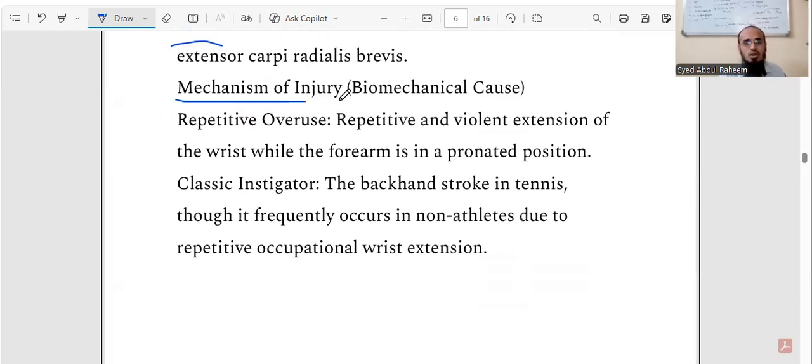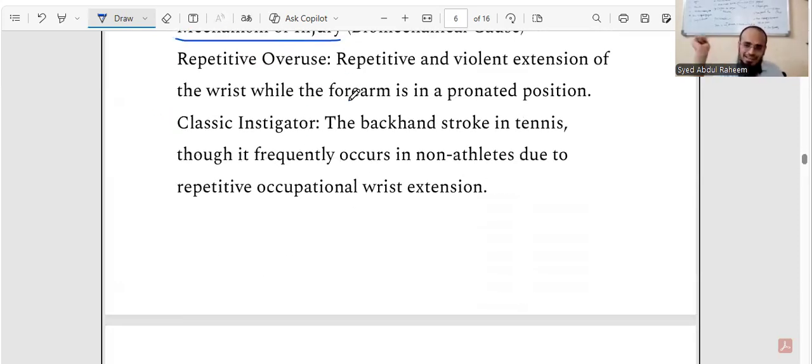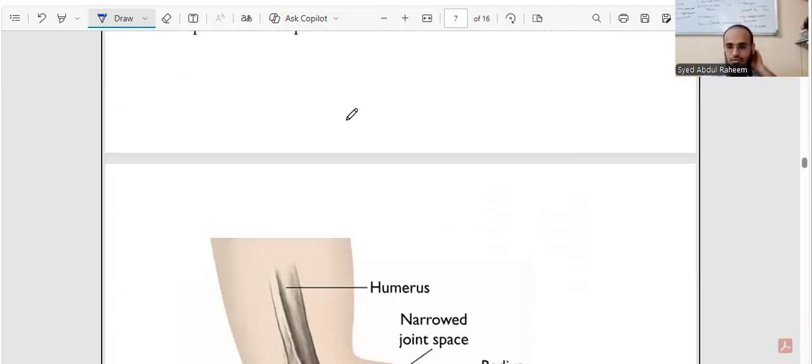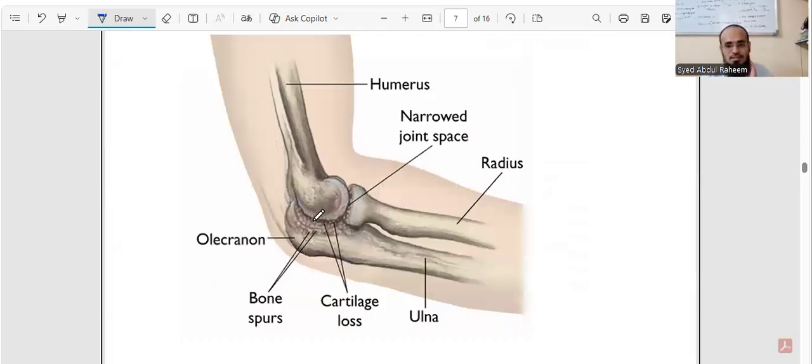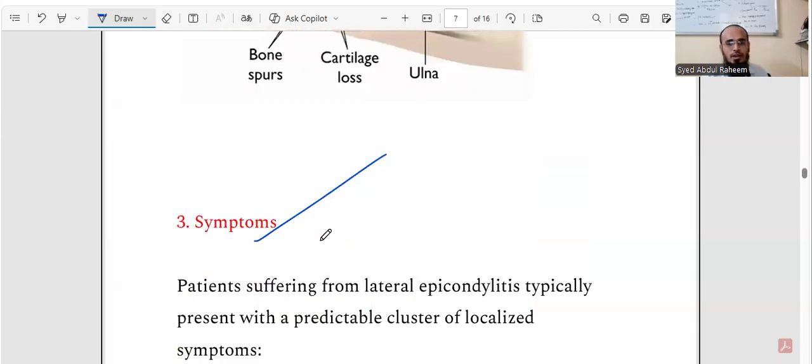Sometimes mechanical injury also happens, like in tennis, in cricket, or when you are doing a throw, an arrow throw or anything. You are using your hand extension excessively, so it will damage mechanically. So you can see this is the area where the effect happens, the epicondyle.